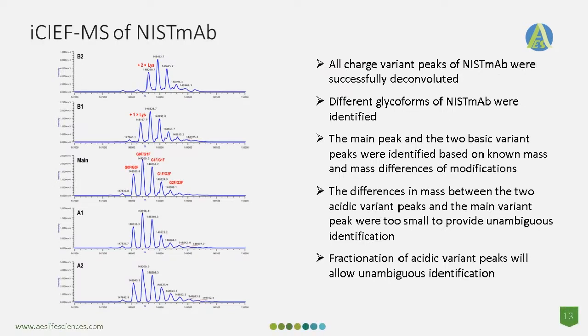The signal for the MS is very good, so all charge variants of NISTmAb were deconvoluted, and the different isoglycoforms of NISTmAb can be identified, and also the main peak and the two basic peaks were identified based on the norm mass and the mass difference of multiplication. You can notice that in the acidic fractions, the MS is quite complicated, and this will be done by fractionation and for unambiguous identification later on.